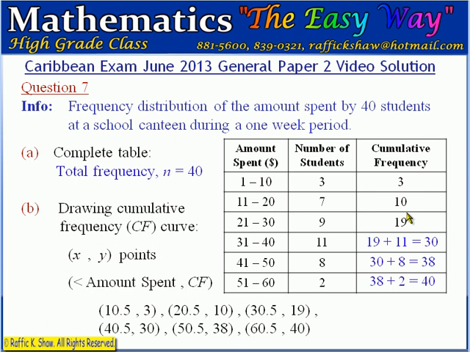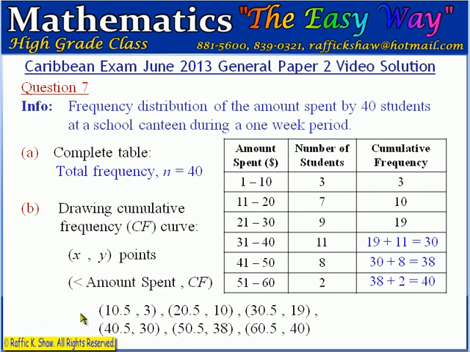And continuing, 19 students would have spent less than 30.5, hence this point. And then 30 students would have spent less than 40.5, hence this point. And then 38 students would have spent less than 50.5, hence this point. And then 40 students would have spent less than $60.5. And so these are the points we'll plot.